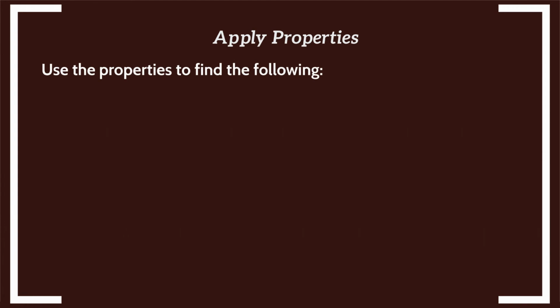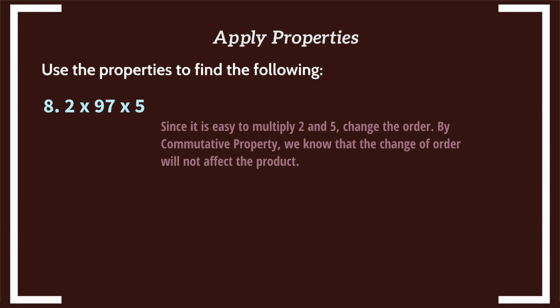Properties are not just there for us to learn and store in our mind. We also need to apply that knowledge in some situations where it's appropriate to apply them and will make solving easier and faster. Let's use the properties to find the following expressions. We have 2 times 97 times 5. Notice that there are 3 factors and there is no other operation involved aside from multiplication. Now look at the expression again. Since it's easier to multiply 2 and 5, we will change the order and place 2 times 5 first.